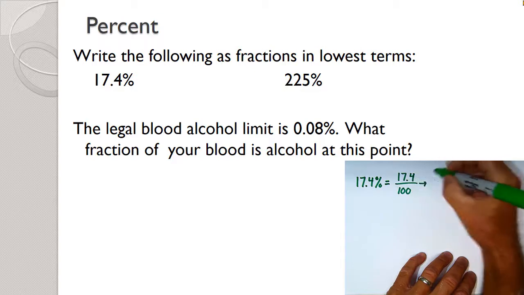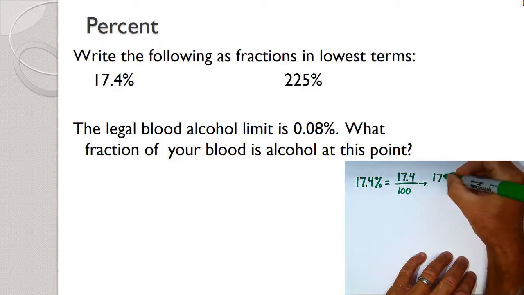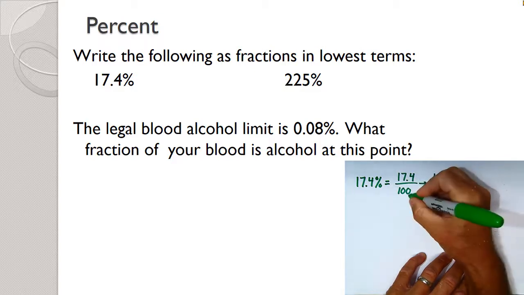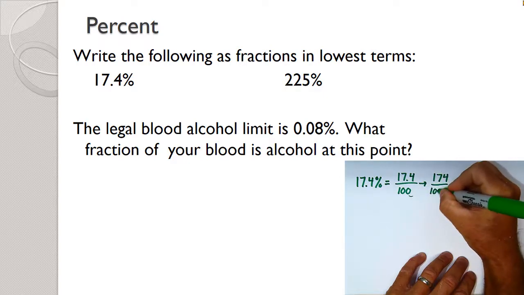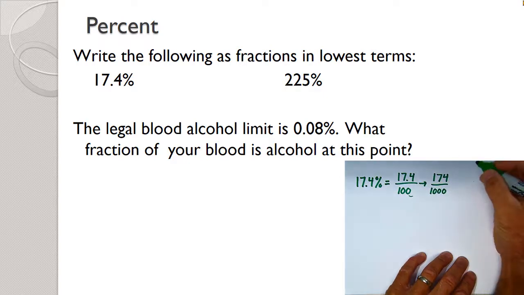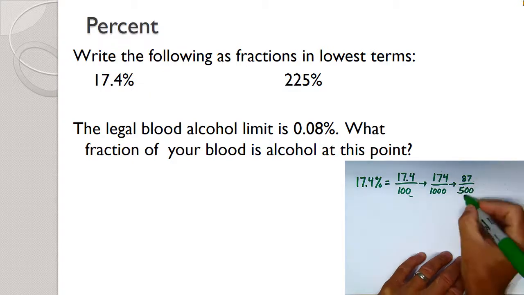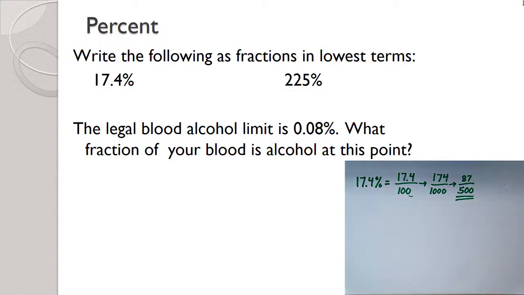So we can chase the decimal 1 to the right to make the top 174. And if we do the same thing on the bottom, that becomes 1,000. So we have 174 over 1,000. But those both divide by 2 and reduce to become 87 over 500. That is our equivalent fraction in lowest terms.